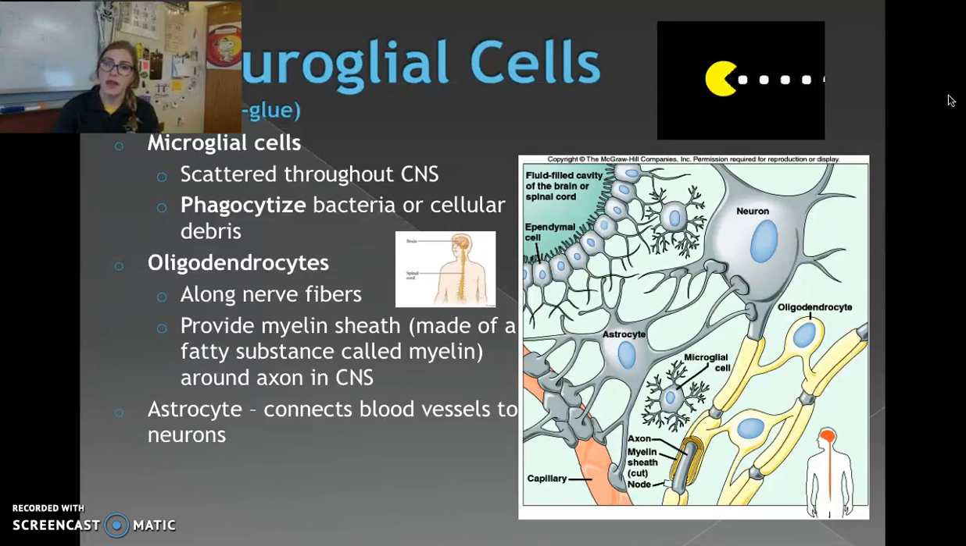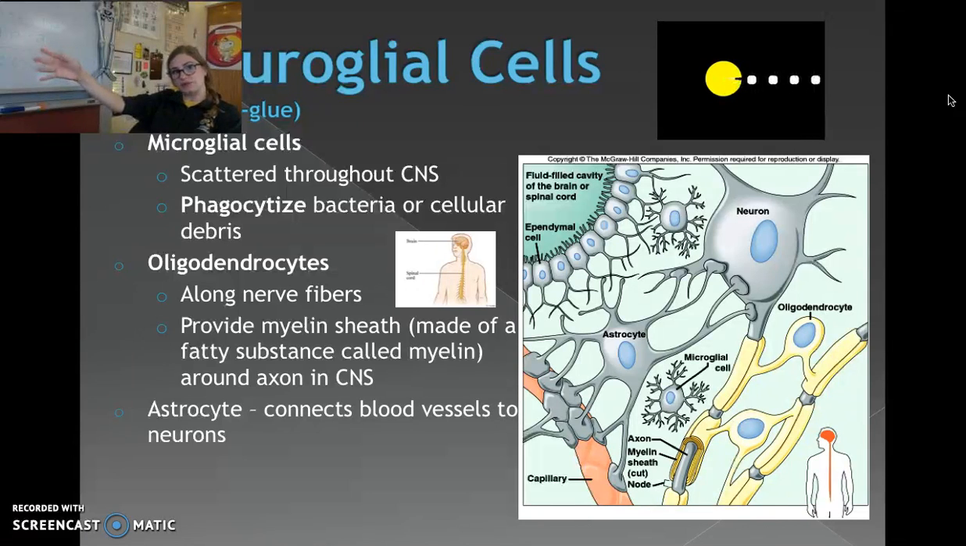Oligodendrocytes are going to be the ones that provide this myelin sheath around the central nervous system axon. So I'm just throwing a lot of words out at you. First of all, each neuron kind of looks like an arm. I'll try to get this in the picture. Okay, looks like an arm.